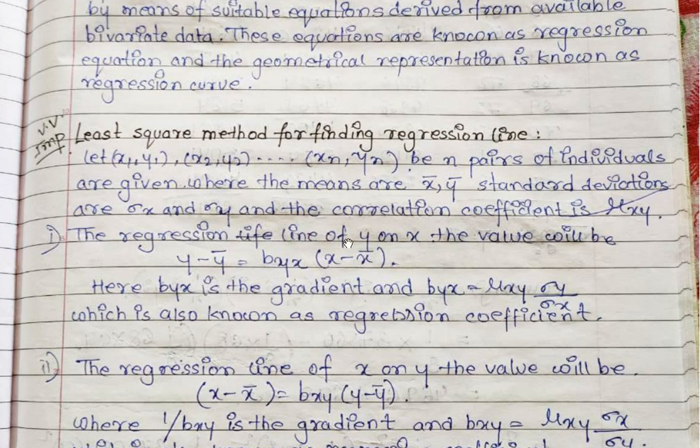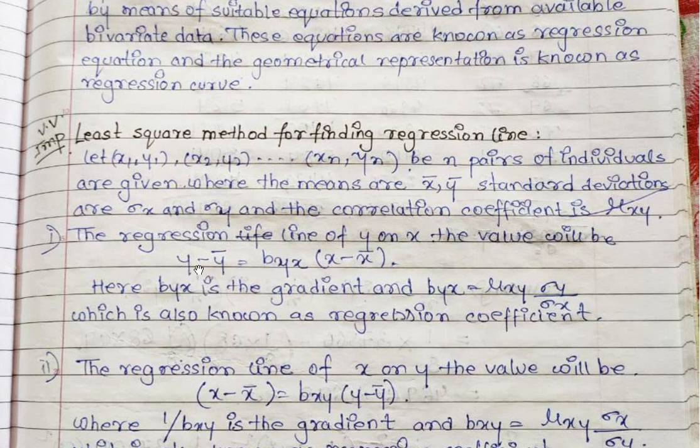Then the regression line of y on x. Remember this, you have to remember these two lines very well. Y on x: we have to measure y where x is given. When do we apply y on x? Whenever y has to be measured with respect to x, and x is specified, then we find y on x, and the equation is y minus y bar equals byx times x minus x bar.